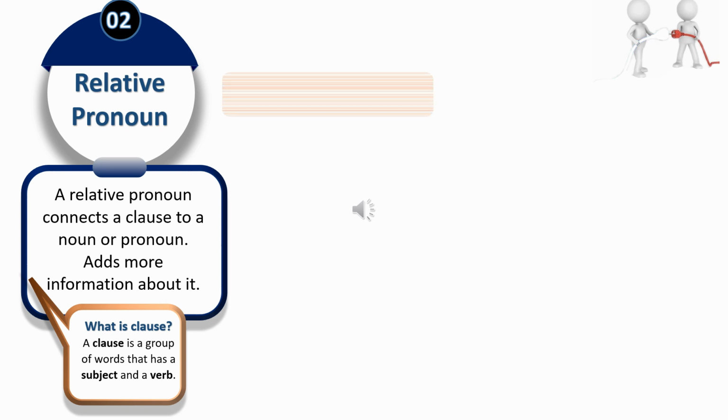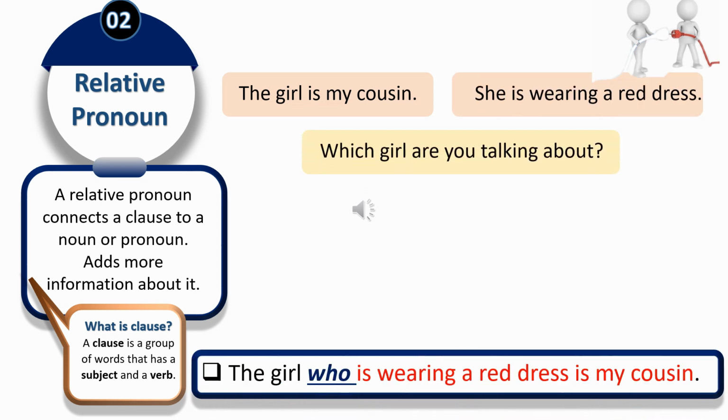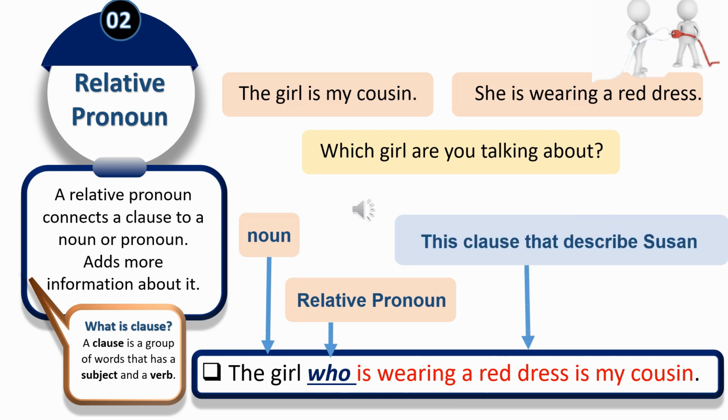For example, the girl is my cousin. She is wearing a red dress. Instead of two separate sentences, we can combine them using the relative pronoun who. The girl who is wearing a red dress is my cousin. Here, who is wearing a red dress is the clause that describes the girl. It tells us which girl we're talking about. Relative pronouns, like who, which, that, help us give more information smoothly. Think of them as bridges between nouns and the details about them.